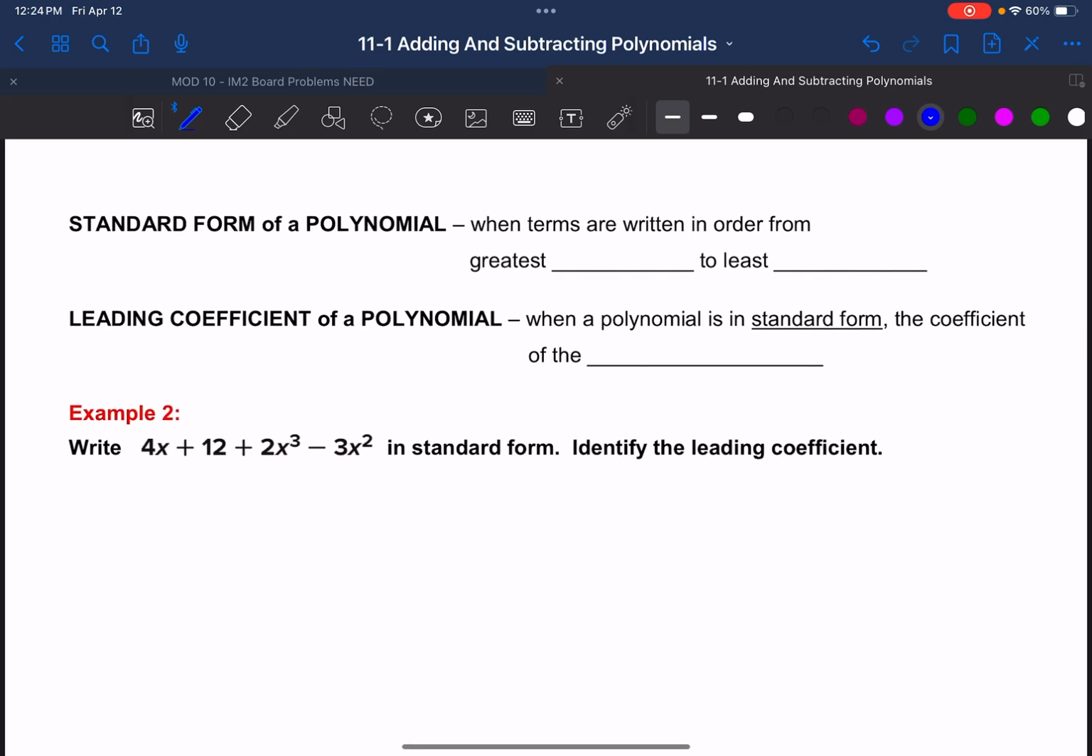Okay. All right, next, on the back, we also need to know what standard form is. And this will be important when we go on to factoring in Module 12. So what is standard form? It just means when the terms are written in order, okay, from greatest degree to least degree.